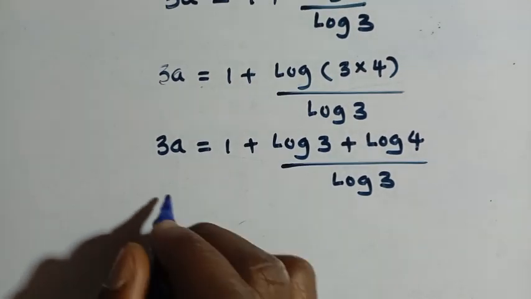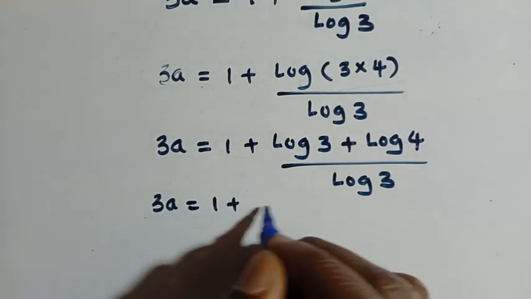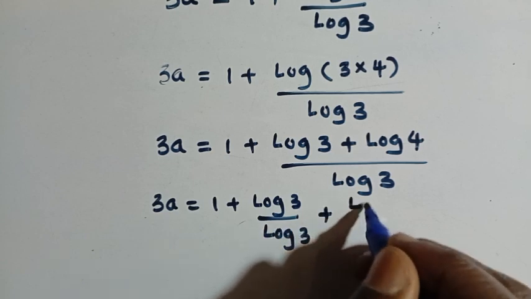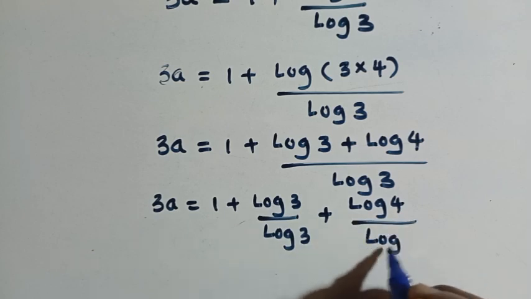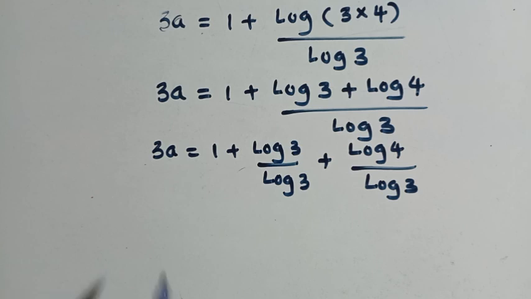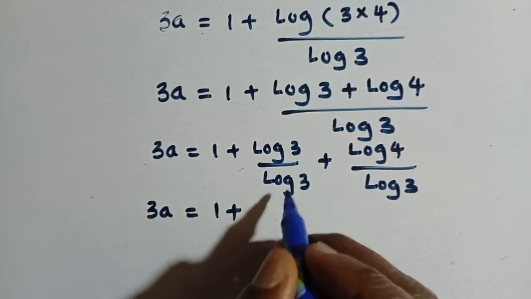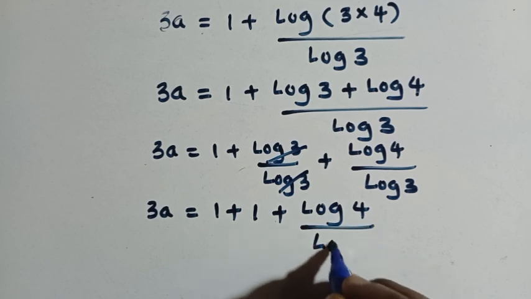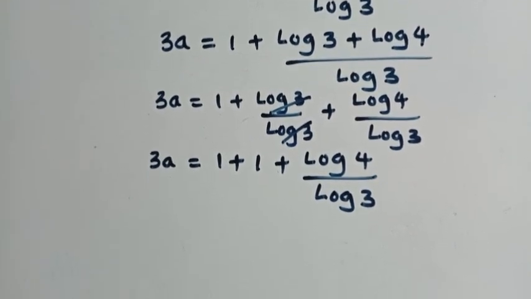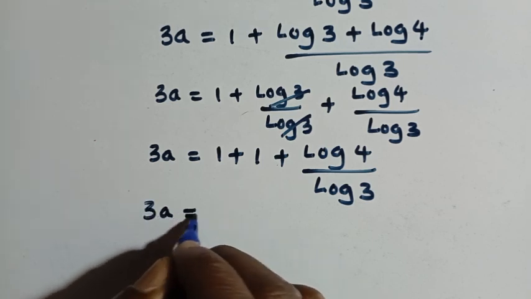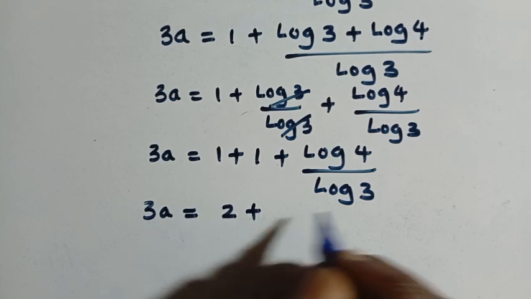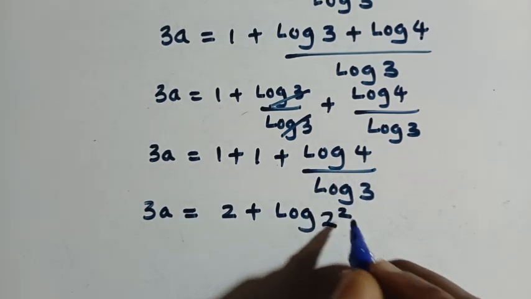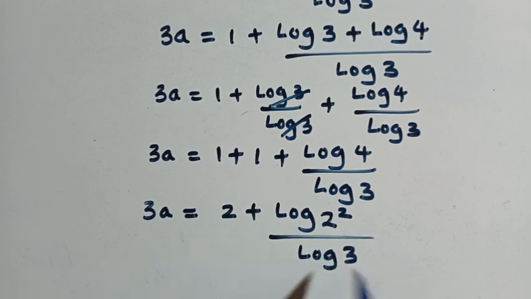When we separate this, 3a equals 1 plus log 3 divided by log 3 plus log 4 divided by log 3. Then log 3 cancels log 3, and we have 1 plus log 4 divided by log 3. This is the same as 3a equals 1 plus 1, which is 2, plus log 4 divided by log 3. We can write 4 as 2 squared.